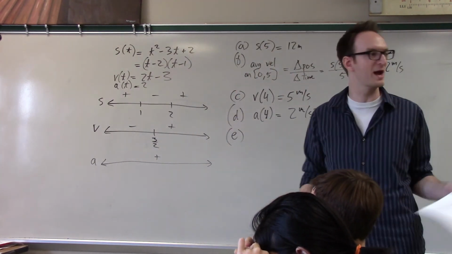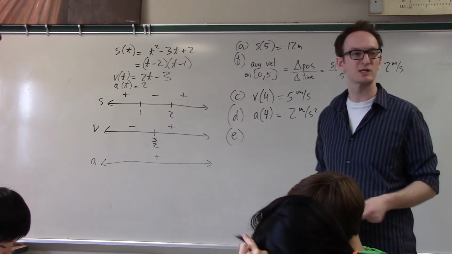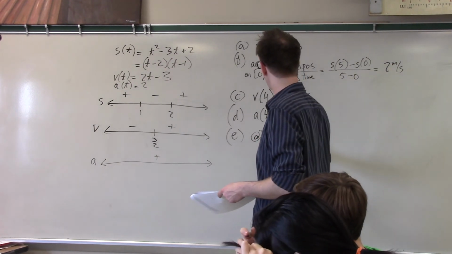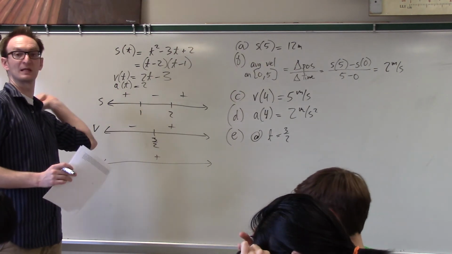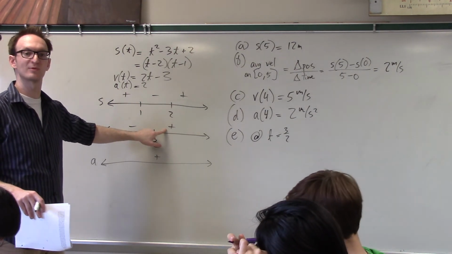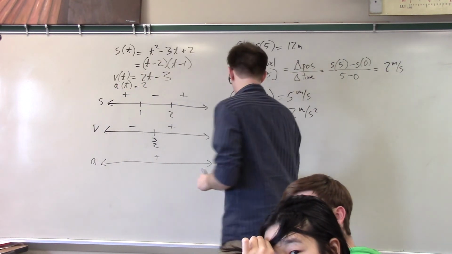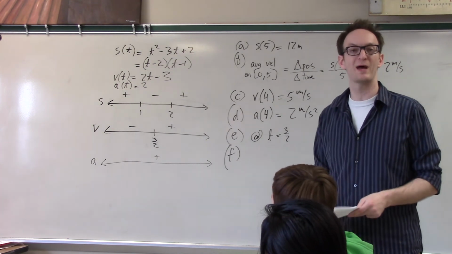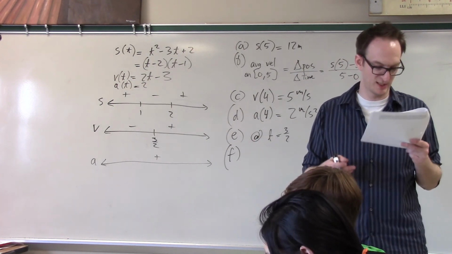Part E, you guys getting these all right? All right, part E, at what value of t does the particle change direction? It changes direction at 3/2. Because as we discussed, when the velocity is negative, the particle is moving to the left. When the velocity is positive, the particle is moving to the right. So I'm going to take a peek to make sure that's all good. Part F, where is the particle when S is a minimum? All right, this is still pretty easy, but how do we do this?